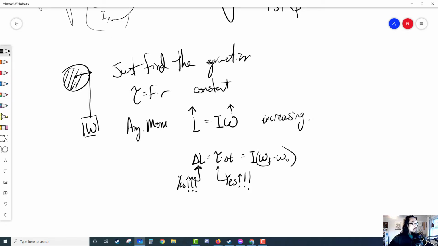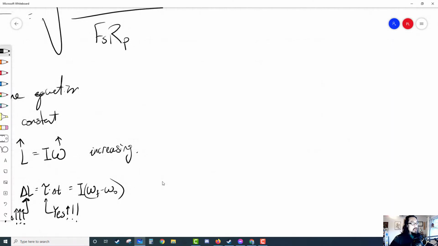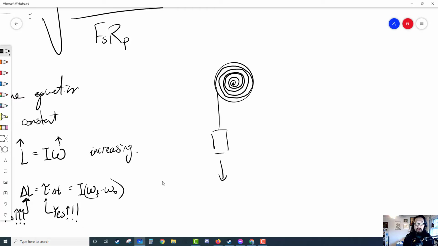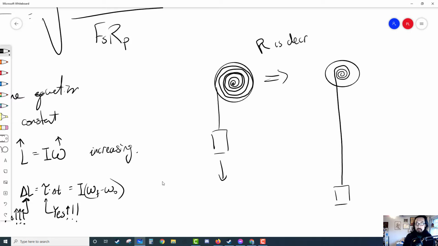Okay, and the last one is part D. Now part D, quite a doozy, if I do say so myself. We have a spiral system, and as the object falls, this thing unravels. Oops, I drew that incorrectly. Excuse me. Okay, there we go. And so right here, R is decreasing. All right, so that was the situation of the problem.